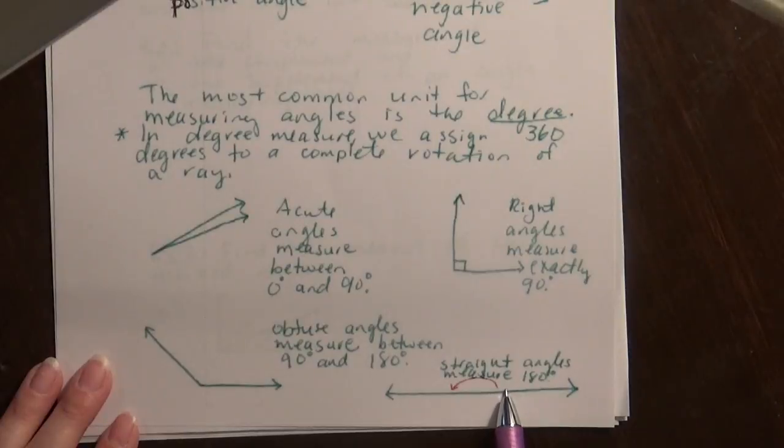So with a straight angle, you're starting here and you're just going over here, and you can think of this as a straight line. So the 180 degree angle is the same thing as a straight line.